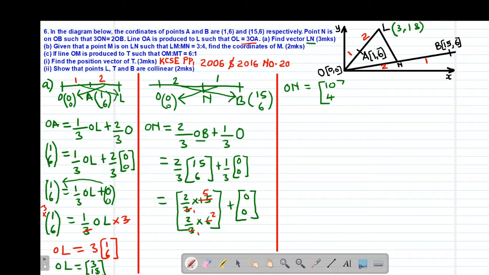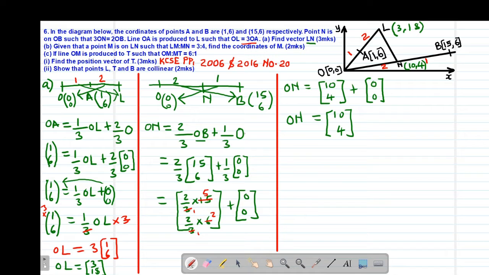So 4. Then of course, if you add 0, 0, the coordinate will just remain the same. So it means that our ON, the vector ON, is equal to 10 plus 0, you'll just get 10. Then 4 plus 0, you'll also get positive 4. So the coordinate for point N is actually 10, 4. So these are the coordinates for point N.